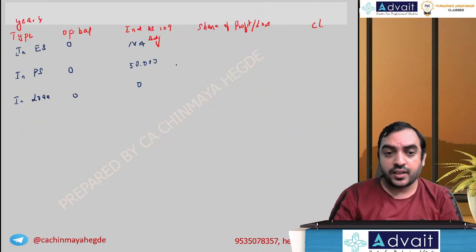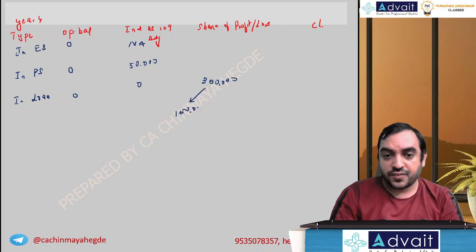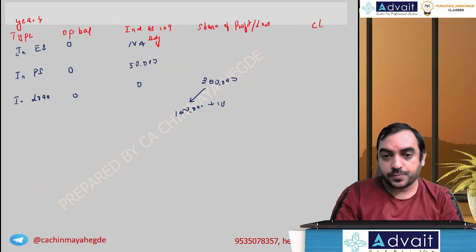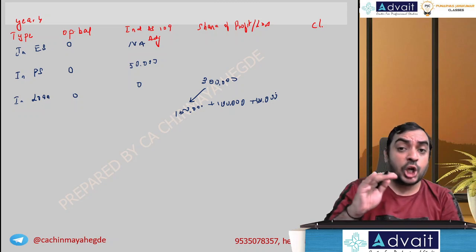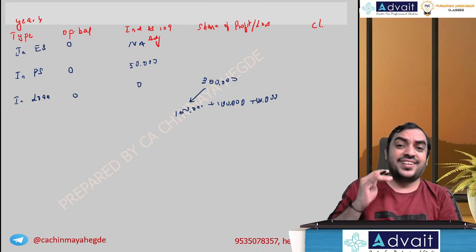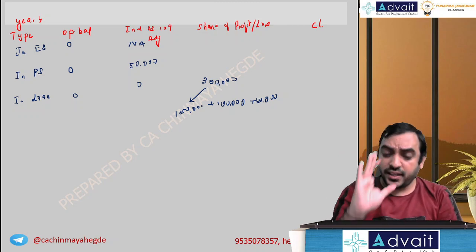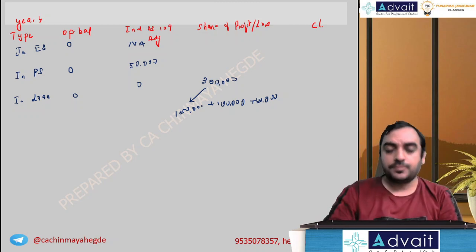If you want, you can write somewhere: 3 lakh, which comprises 1,50,000 in the first year, 1 lakh in the second year, and 50,000 in the third year. Whatever loss we have adjusted against the loan is reversed first. Got the point? Amazing. Great.